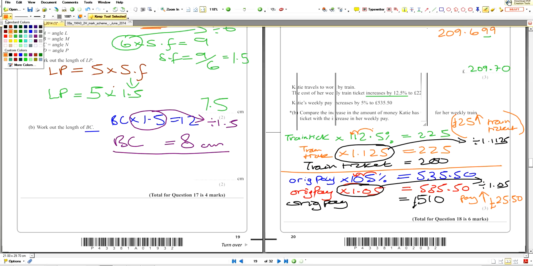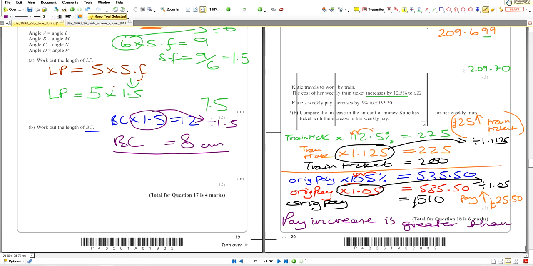Let's choose a different color. So we can say that the pay increase is greater than the... Okay, I'm writing all over the place. Please try to keep yours within the space. Pay increase is greater than the... What was the train ticket increase? By how much? 50p. By 50p. That will do as the answer.